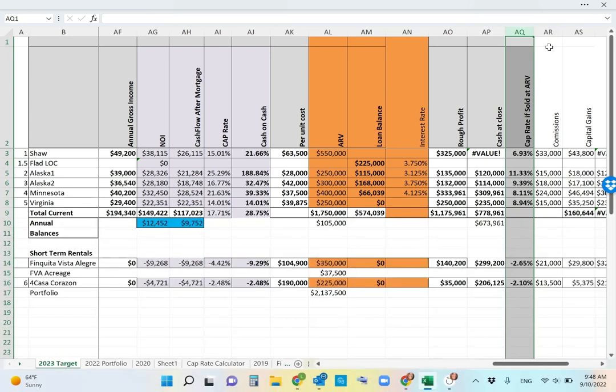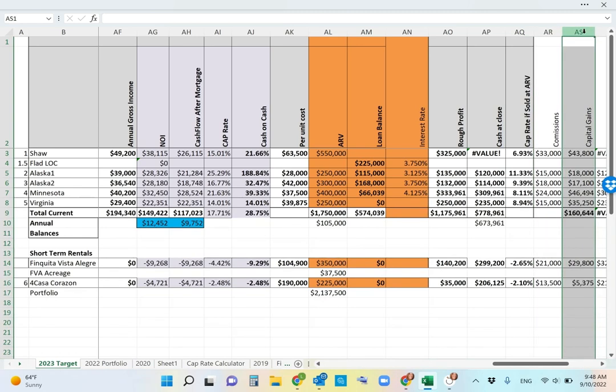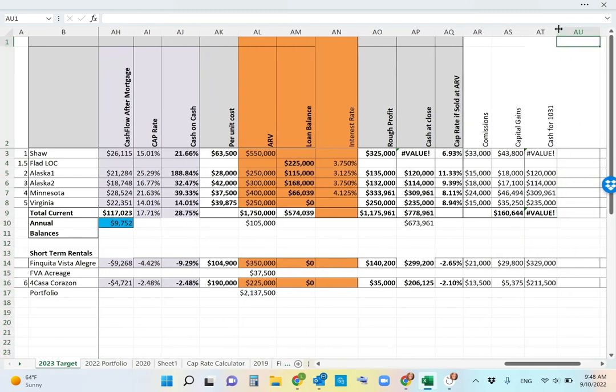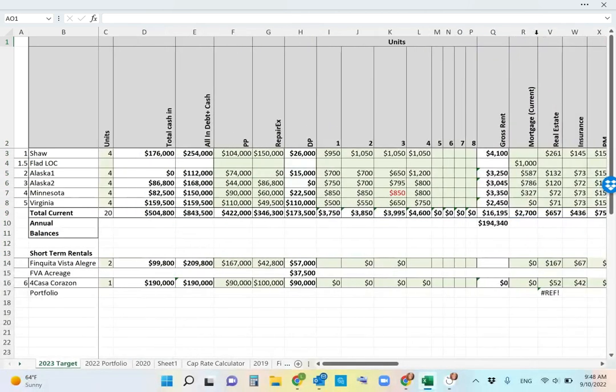Some of these others aren't important to other people, but it's what I would stand to make in commissions and the amount of projected capital gains that would be taxed. And I also, when I'm playing around with things, I try to calculate the amount of money that would go into a 1031 exchange. But those are really kind of just some working fields. So those are the fields that I'm using, and I'll go over my portfolio in another video coming soon.